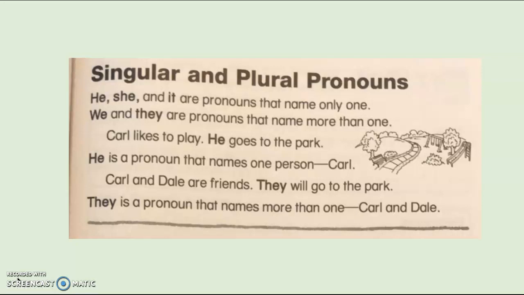So here's the first example. Carl likes to play. He goes to the park. He is a pronoun that names one person, Carl. Okay, here is the second example. Carl and Dale are friends. They will go to the park. They is a pronoun that names more than one, Carl and Dale.